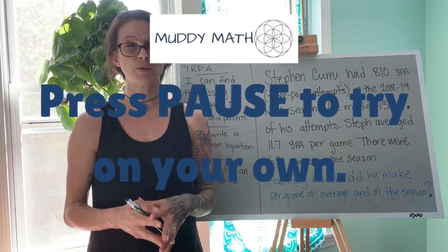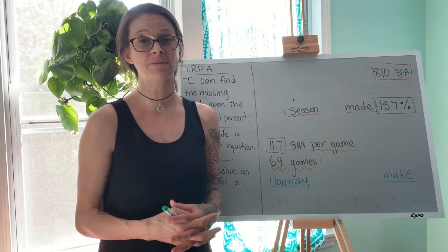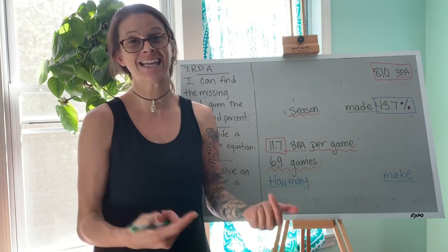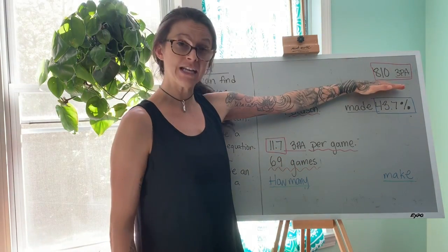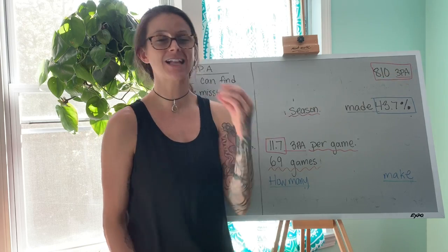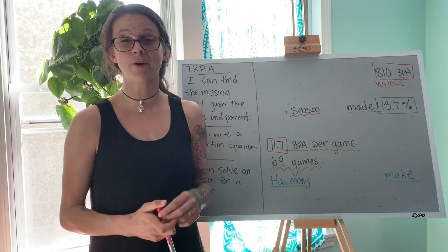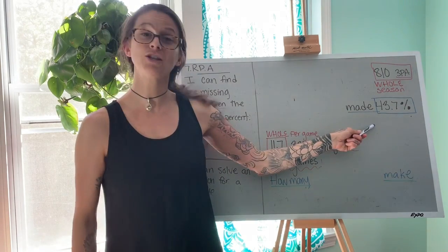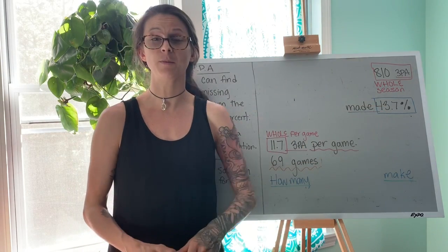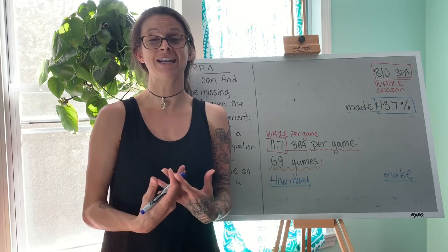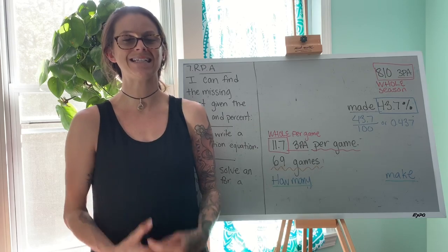To solve this problem, first we want to organize our information. We want to know how many three-point attempts did he make per game and in the season. So what information do we need here? We need his total number of three-point attempts. That's the whole. There's another whole in this problem, being the average number of attempts per game. We need to know the percent of the attempts that he actually made. Remember, 43.7% can be rewritten as a ratio or a decimal. We want to know the missing part. How many did he make?